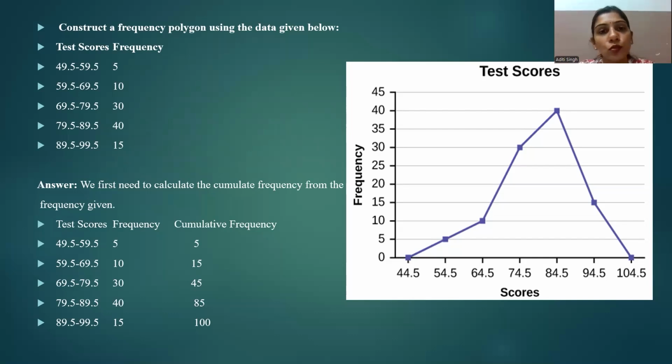There are some steps to draw a frequency polygon. On screen, you can see one example of a frequency polygon. Here, this is a question, and this is the answer to this question. On the basis of this answer, we have created a frequency polygon. I think it is clearly visible to all. So let's talk about the steps for drawing a frequency polygon.